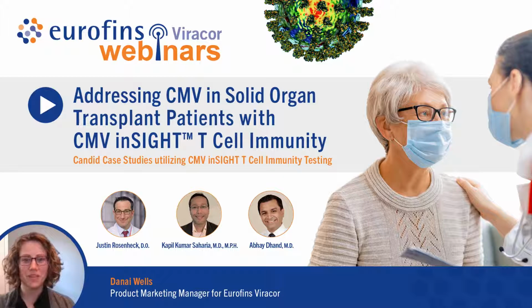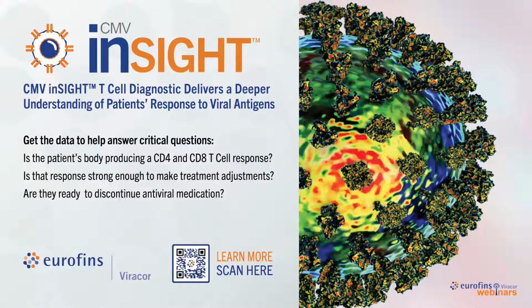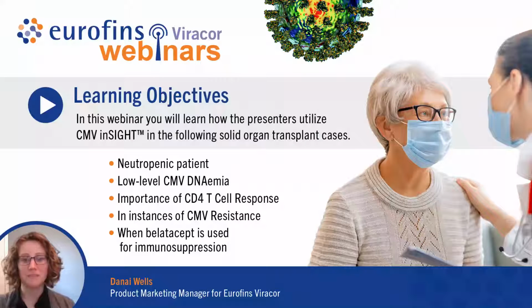Today, we're going to review case studies featuring CMV inSIGHT T Cell Immunity, formerly known as T Cell Immunity Panel, or TCIP, which is offered from Eurofins Viracor, a clinical diagnostics company. CMV inSIGHT measures the strength of T cell responses to cytomegalovirus-specific antigens utilizing intracellular cytokine staining. A patient's whole blood sample is collected in a sodium heparin tube and is analyzed by flow cytometry, reporting the activity of CD4 and CD8 T cell responses independently. In this webinar, you will learn how these physicians utilize CMV inSIGHT in the following solid organ transplant cases: neutropenic patient, low-level CMV DNA-emia, the importance of CD4 T cell response, instances of CMV resistance, and when Belatacept is used for immunosuppression.